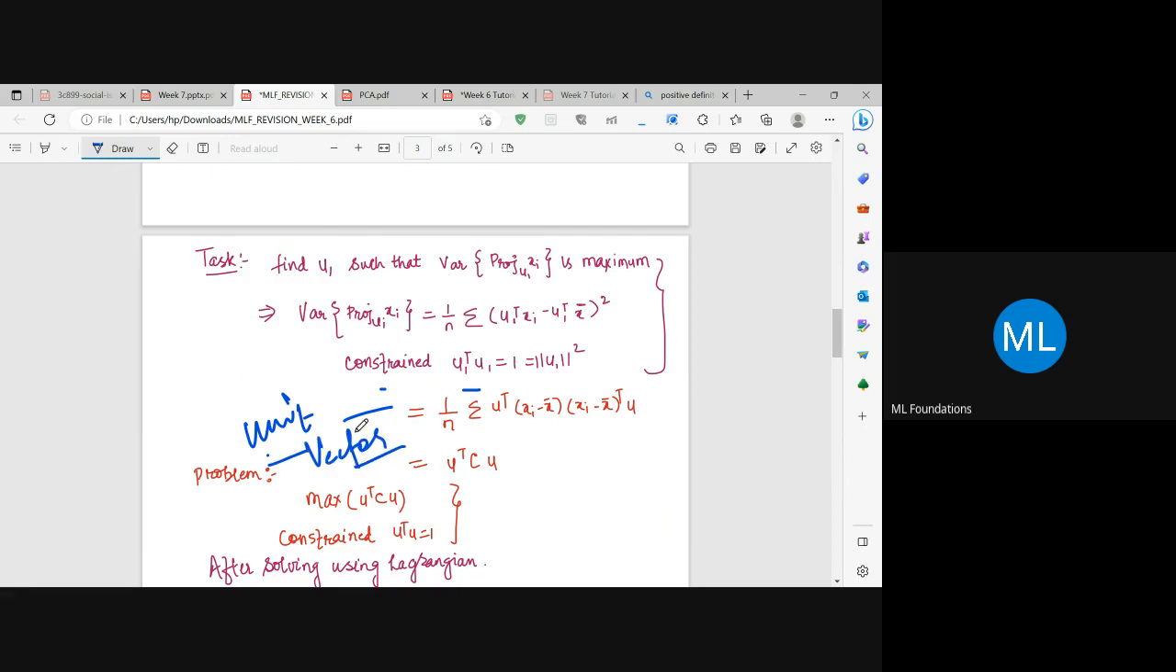And what is the problem that you are solving? This is the optimization problem. You are just maximizing the variance, and while maximizing the variance you want to get the direction in which the variance is maximized. This is what you are solving for, and this is the constrained problem.